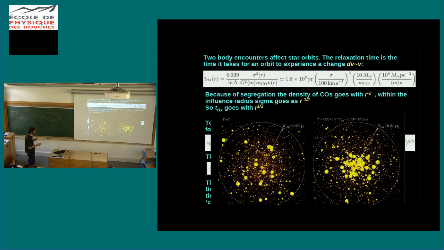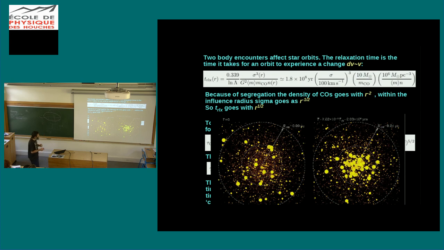So the density goes with R to the -2. What is the velocity dispersion? Well, you are well within the influence radius of the black hole, so the velocity dispersion is not constant, but it increases as you go closer to the black hole, because it's dominated by the Keplerian potential of the black hole. So the velocity dispersion inside the influence radius goes with R to the -1/2. You can put these scalings in, and you see that the relaxation time goes with R to the 1/2, so it's slightly longer as you move farther from the black hole.